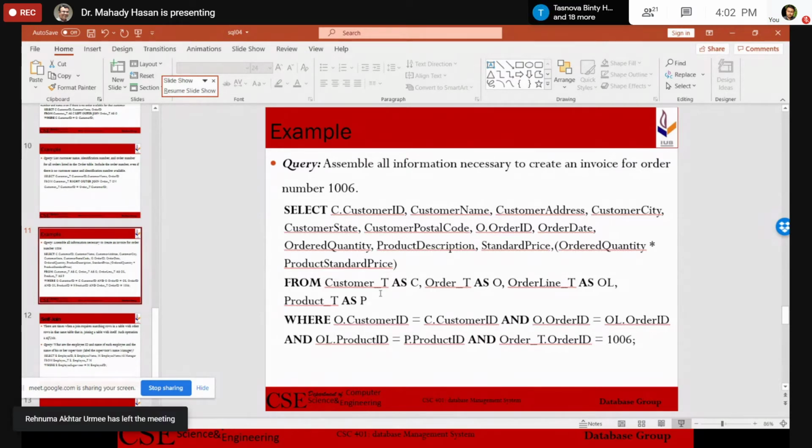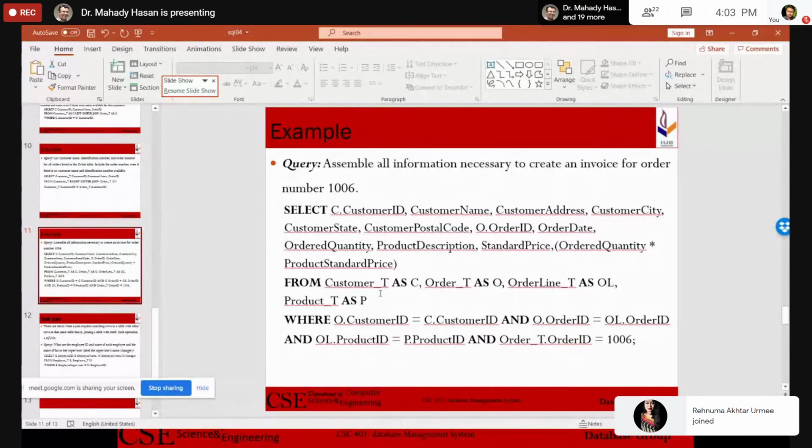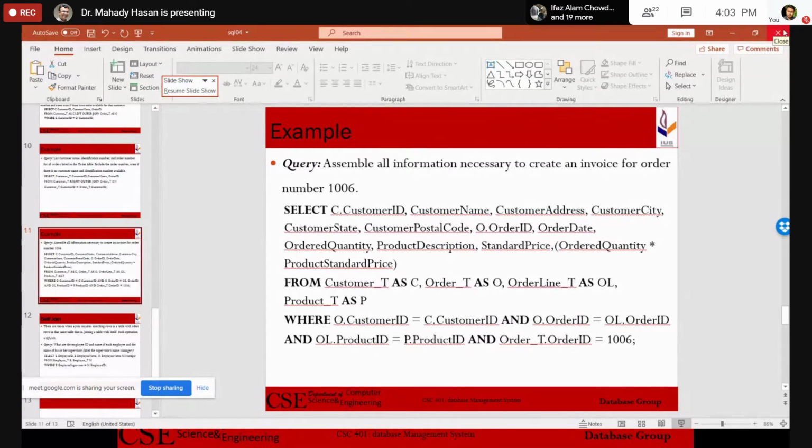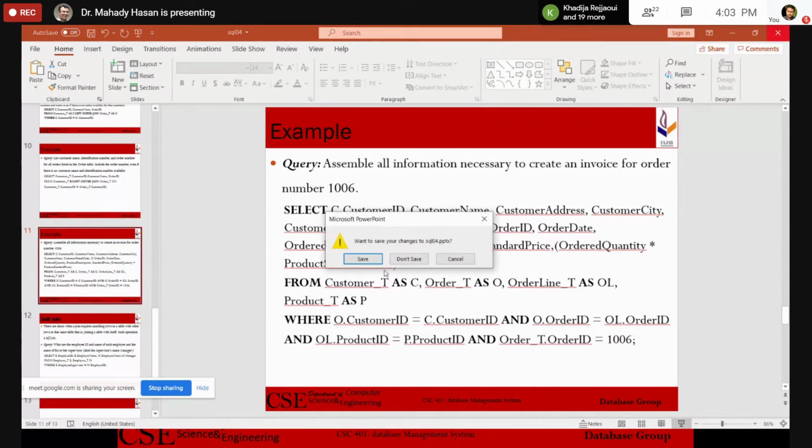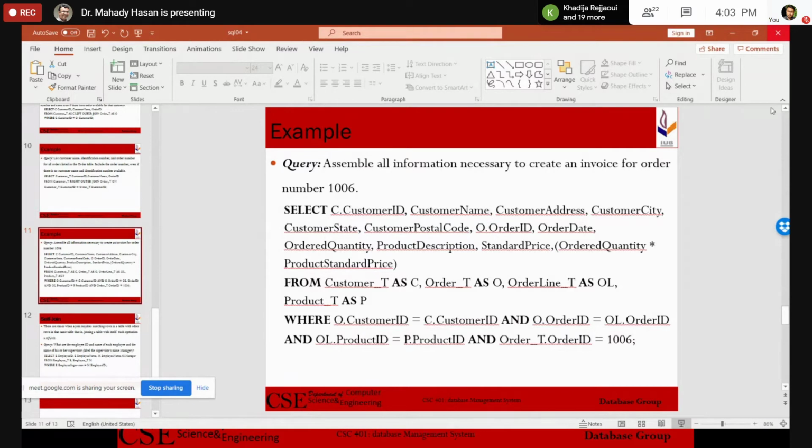Why that n? Is there any possibility that n can be an arbitrary value or number? No, it's not possible. It has to be a logical value. There has to be a logical value for n, right? It cannot be an arbitrary value.